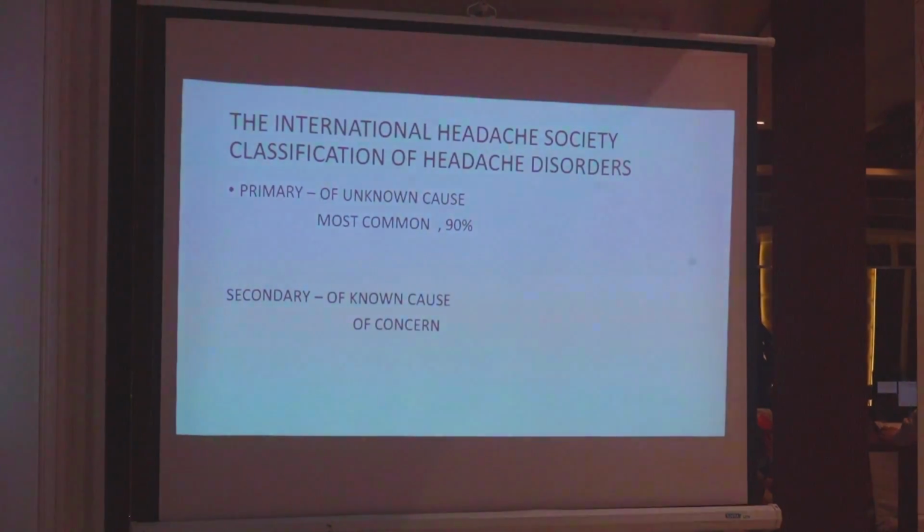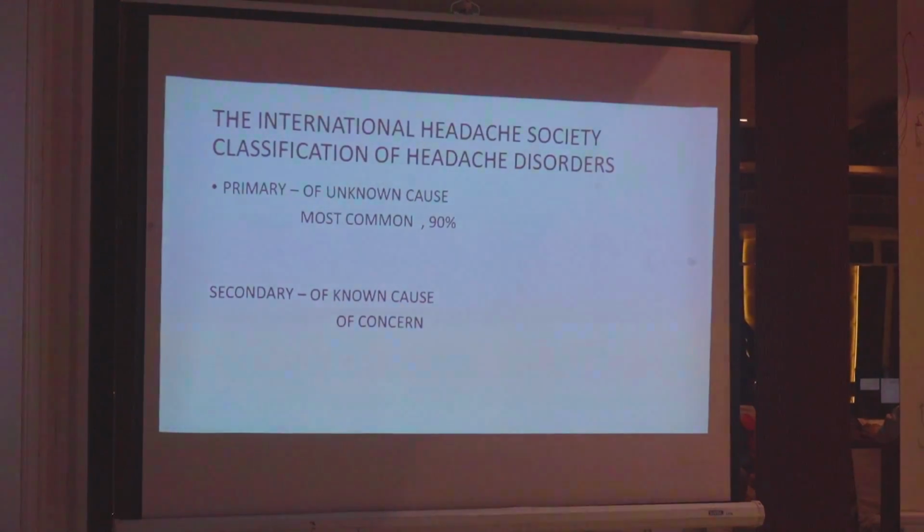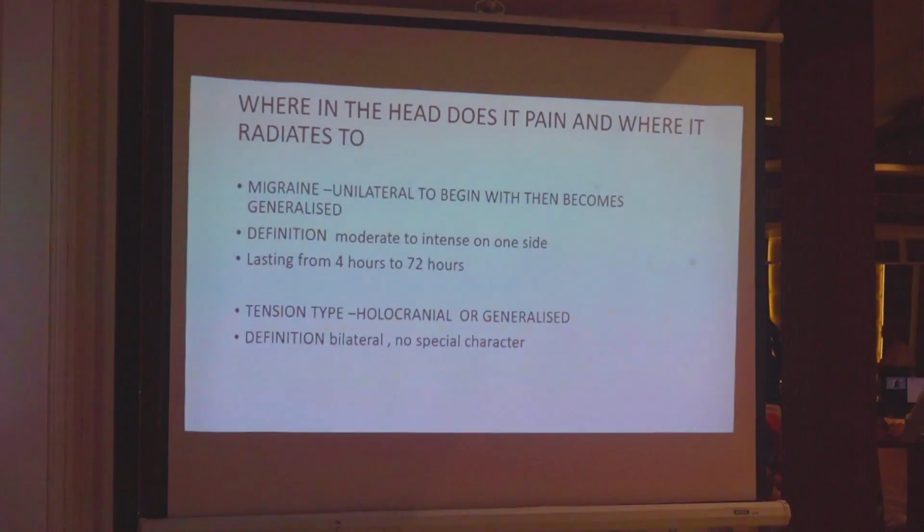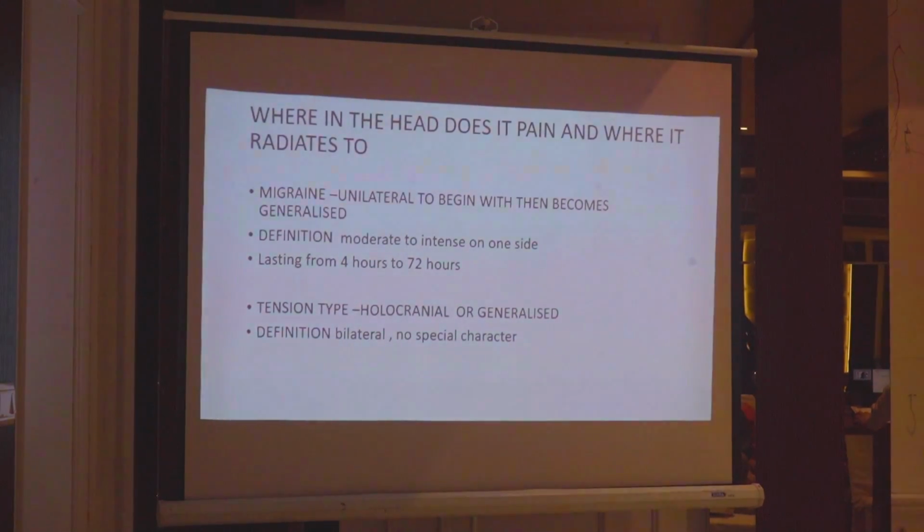Then the second thing you should be asking is where does the headache radiate to? Now migraine is usually unilateral to start with, and then it can become generalized. Migrainous headaches are associated with throbbing, pulsating type of headaches. They build up very gradually. They last from 4 hours to 72 hours, and they can be associated with aura, which can entail vomiting, then photophobia, phonophobia, nausea.